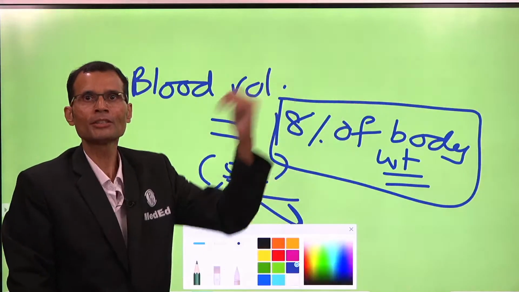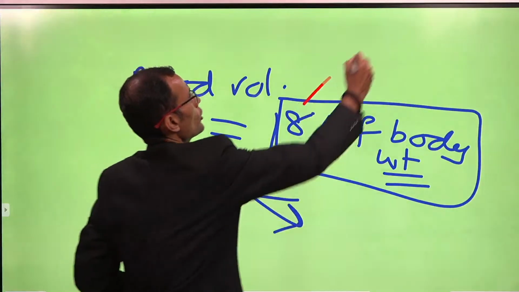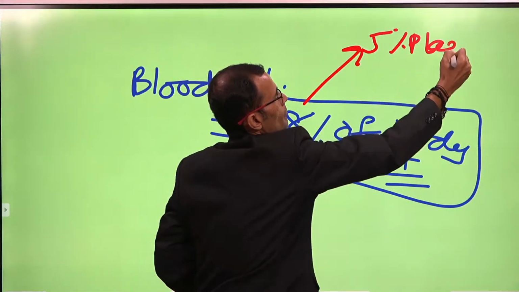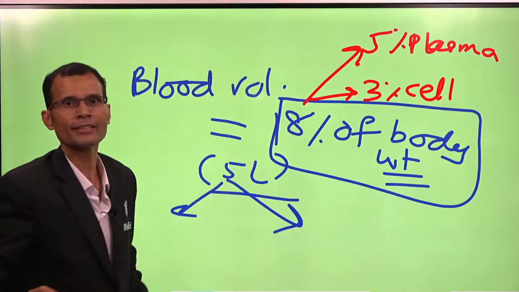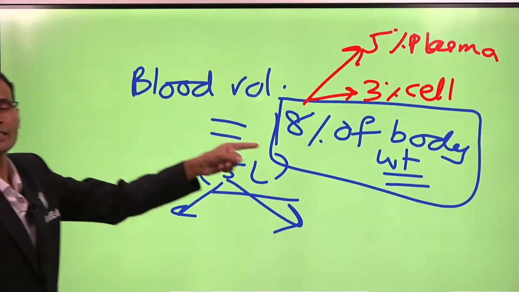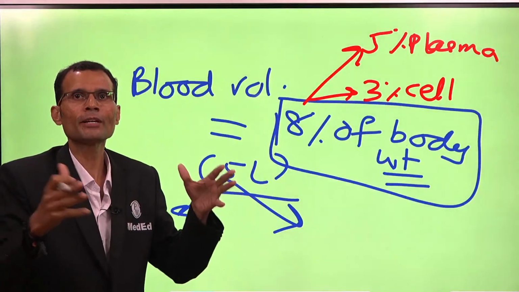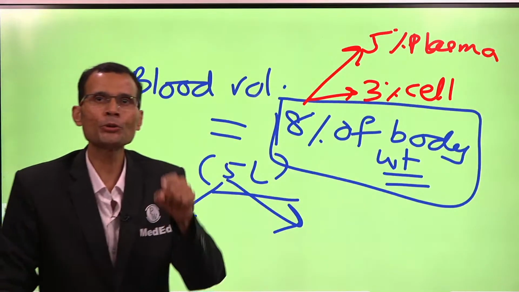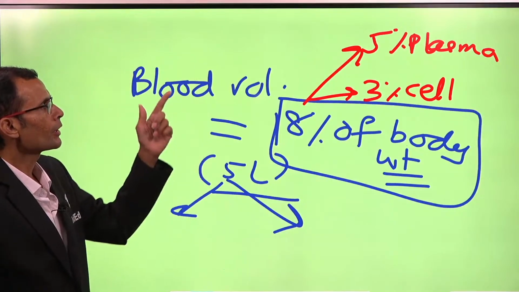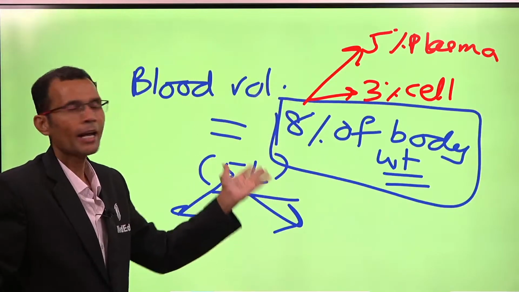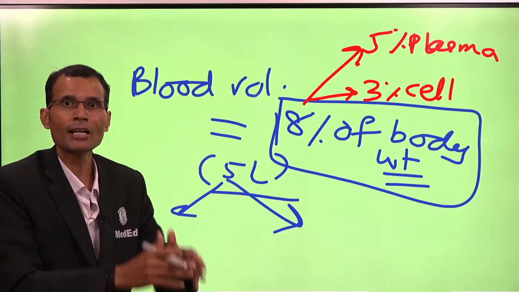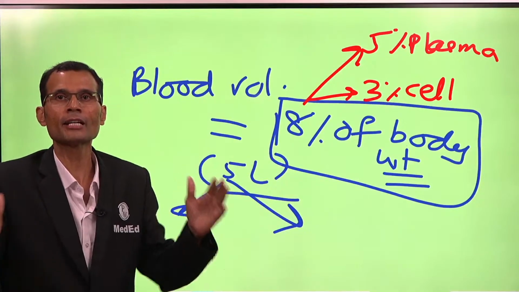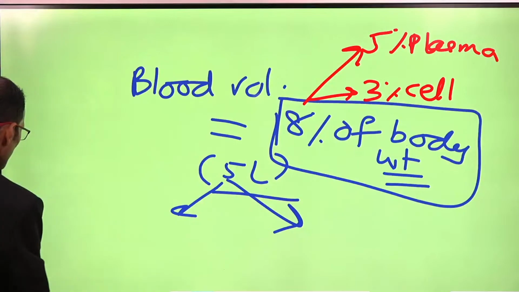5% is plasma volume, 3% is cell volume. So 5% is plasma volume and 3% is the volume of the cells. Okay, that's the distribution, or the divide of the various body fluid compartments. I want you to remember this particular thing. 5% is the plasma volume and 3% of the body weight is the volume of the cells, hematocrit. Okay, cell volume put together is called hematocrit. Remember this because there is one MCQ asked on this one.